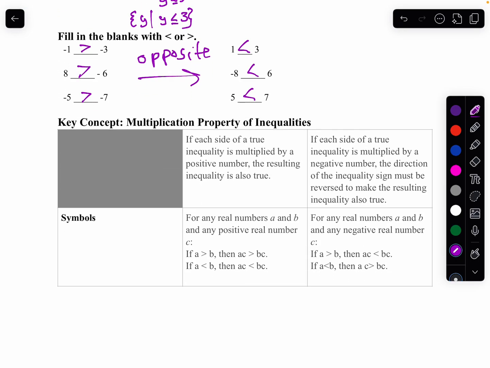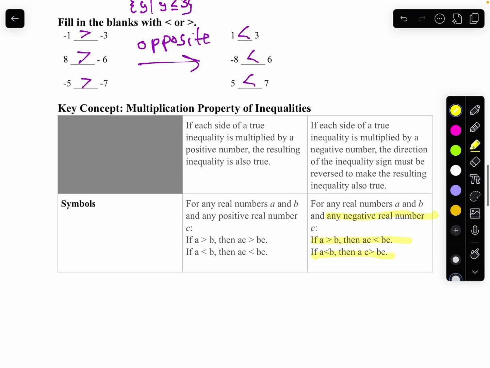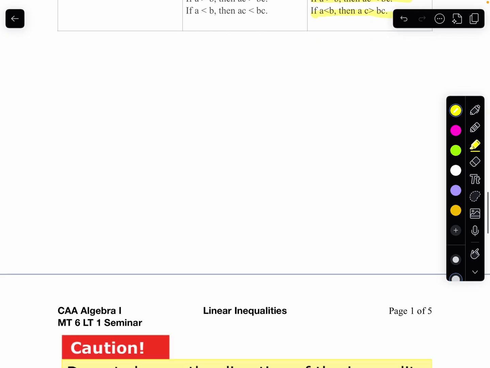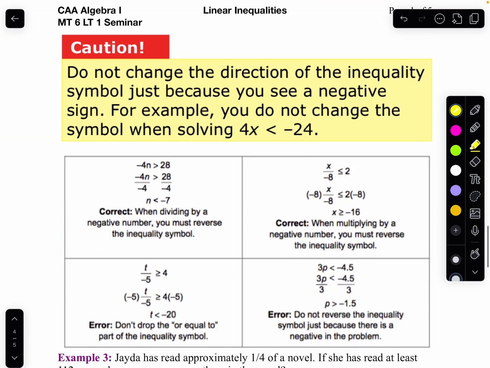Here's what happens. If you multiply or divide both sides by a negative number, then you flip it. If it was greater than, it becomes less than. If it was less than, then it becomes greater than. But be careful. Just because there's a negative number in the problem doesn't mean you flip it. You have to multiply or divide both sides.